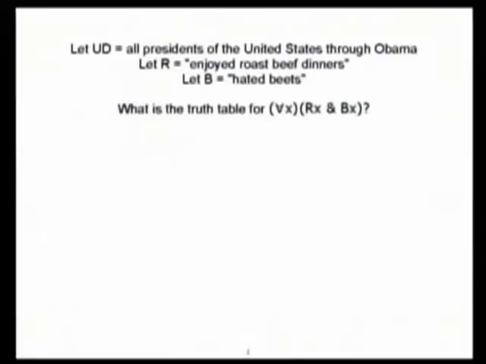And let's say we let R equal the predicate enjoyed roast beef dinners, and B would be hated beets. And then you ask yourself, just contemplate this, what is the truth table? What would the truth table be, the complete truth table now, for all x, Rx, ampersand, Bx? Any thoughts on the matter? It would be all of the possible truth values for 43 variables, right?